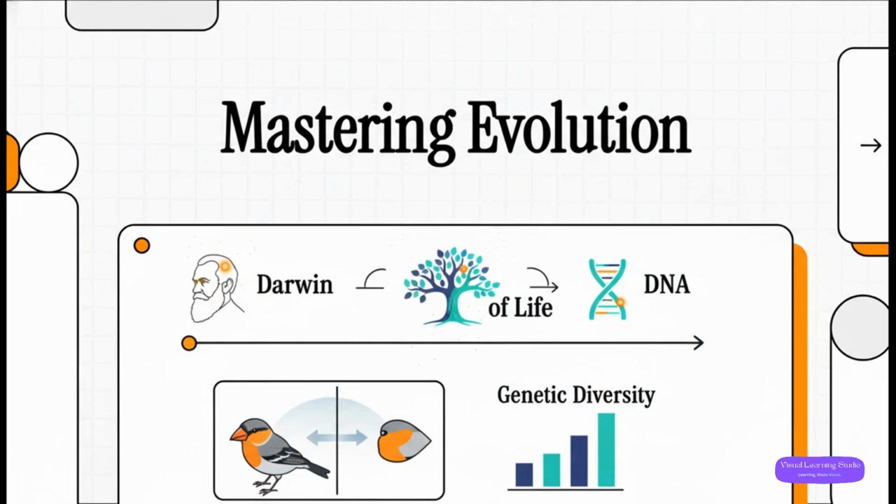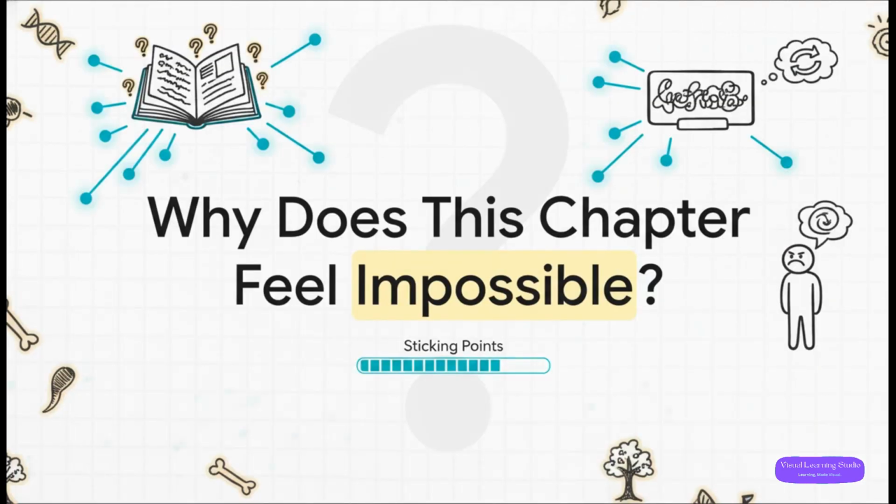Ah, the evolution chapter. You know the one. For so many of us, it's that one part of the textbook that just feels, well, impossible. It's so important for your board exams, and it's absolutely essential for NEET, but all the concepts can feel so tangled up. Today, we're going to fix that. We are going to untangle everything, from Darwin's famous finches all the way to modern DNA, so it all finally clicks into place.